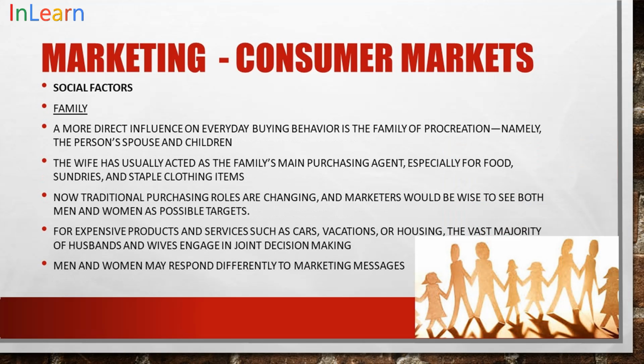A more direct influence on everyday buying behavior is the family of procreation, namely, the person's spouse and children. The wife has usually acted as the family's main purchasing agent, especially for food, sundries, and staple clothing items. Now traditional purchasing roles are changing, and marketers would be wise to see both men and women as possible targets. For expensive products and services such as cars, vacations, or housing, the vast majority of husbands and wives engage in joint decision-making. Men and women may respond differently to marketing messages.